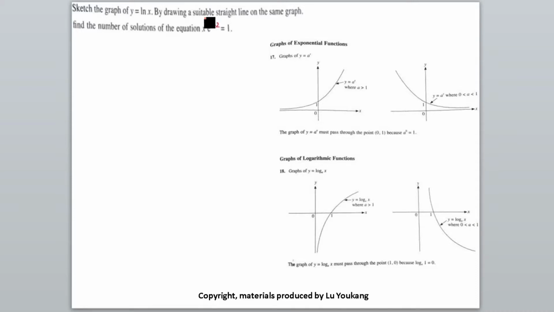And we are asked to sketch the graph of y equals to ln x. And by drawing a suitable straight line on the same graph, find the number of solutions of the equation x to the power of 2 times e to the power of x minus 2 equals to 1. So now let me write down the equation x squared times e to the power of x minus 2 equals to 1. So I can ln both sides.